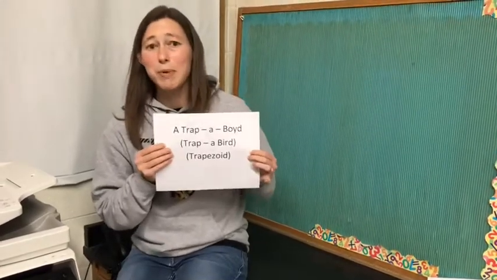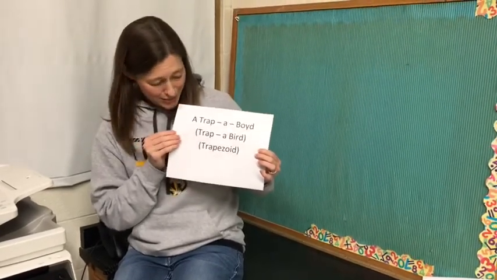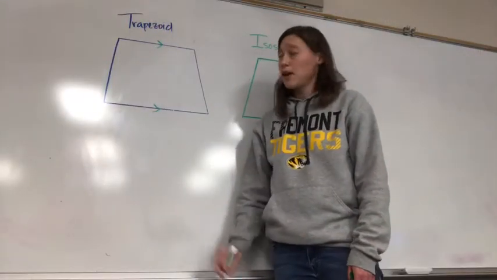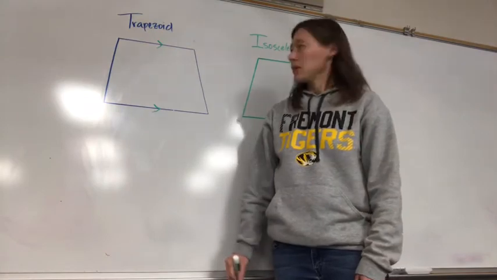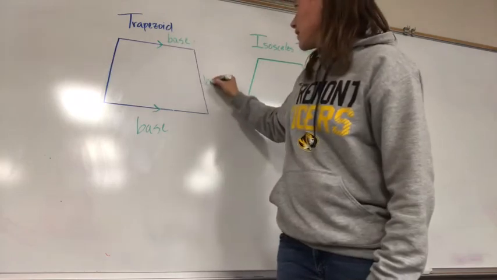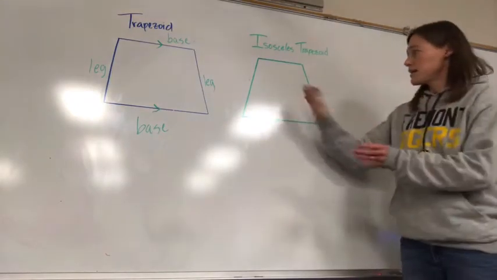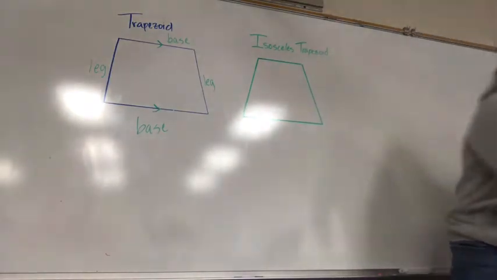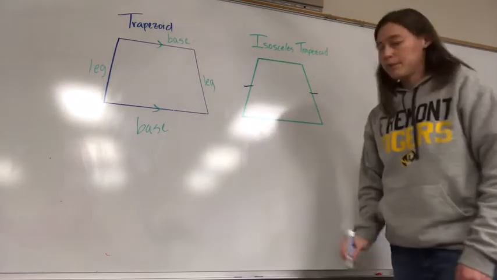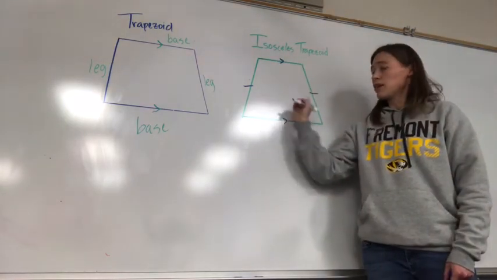Oh, a trap a Boyd or trap a bird. But he says trap a Boyd, so trapezoid. Yeah. A trapezoid has exactly one pair of opposite parallel sides. Okay, these are called the bases, and the other two sides are called the legs. Okay, in an isosceles trapezoid specifically, the legs are congruent. So we still have one pair of opposite parallel sides, but then the legs are congruent.